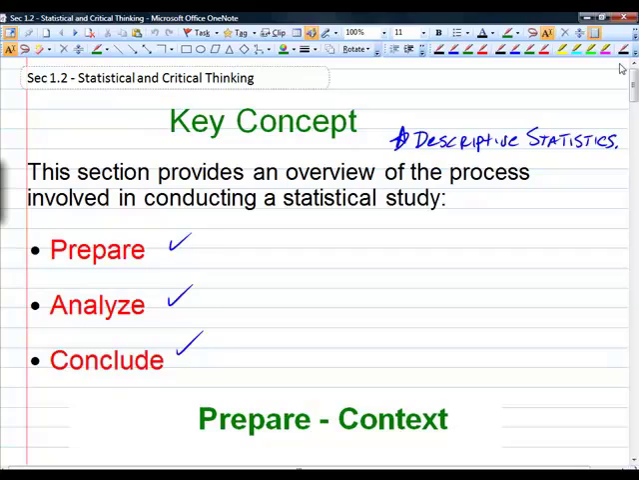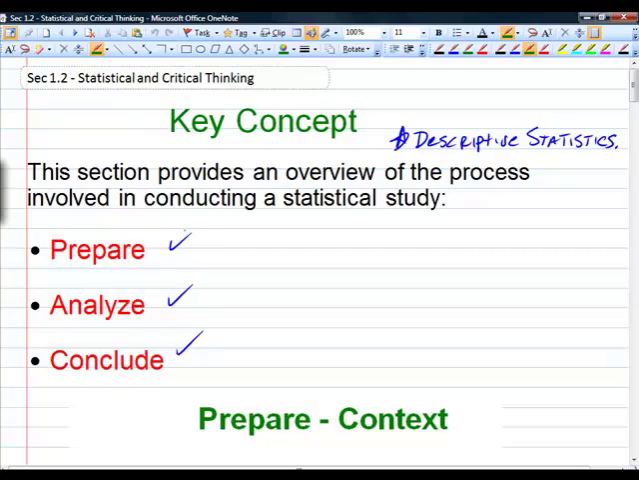In section 1.2, we look at the statistical and critical thinking concepts. The key concept here is to further analyze our descriptive statistics. This section provides an overview of the process involved in conducting a statistical study.